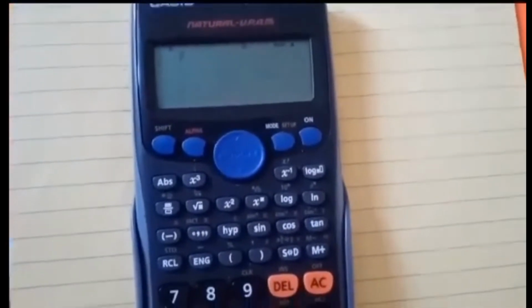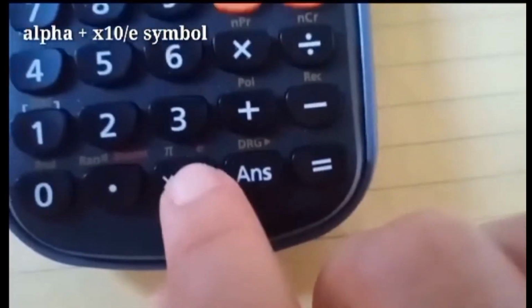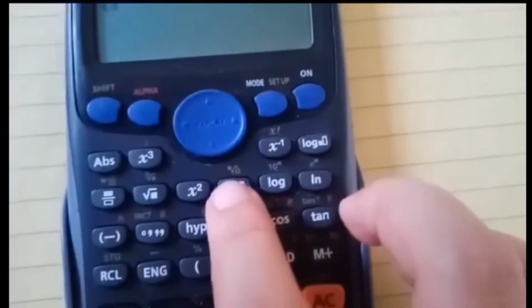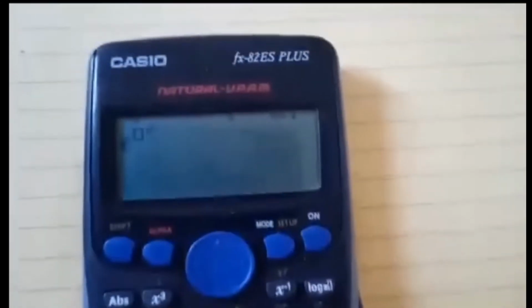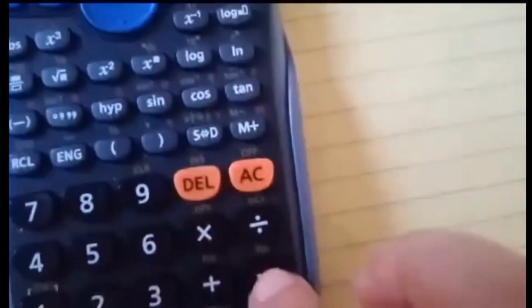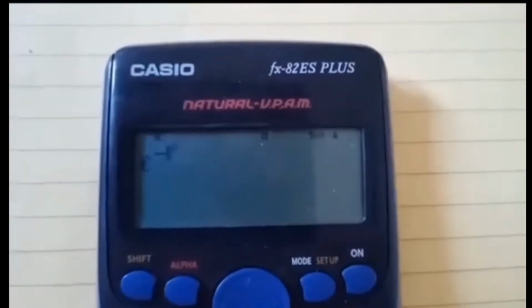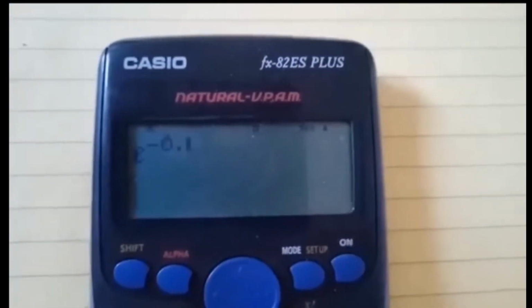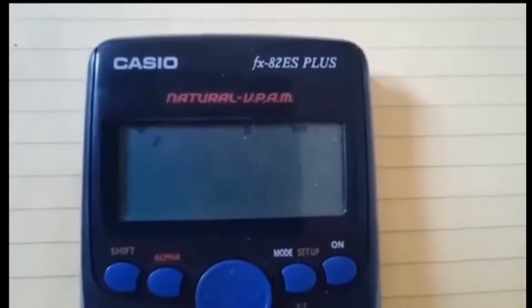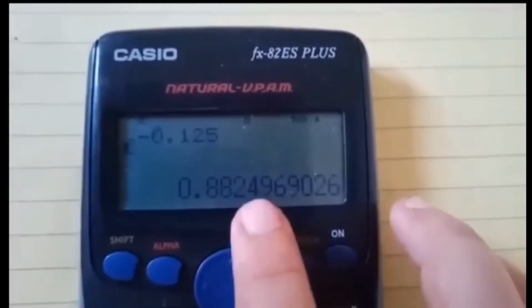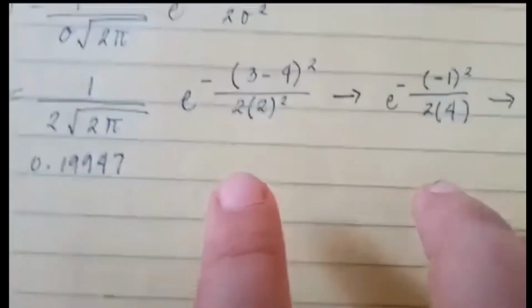To find the e symbol, just press alpha and the symbol x10 on the bottom part of our calculator, and then click the x raised to the power of box, then input the negative sign and 0.125 inside the box, and that would equal 0.88249.